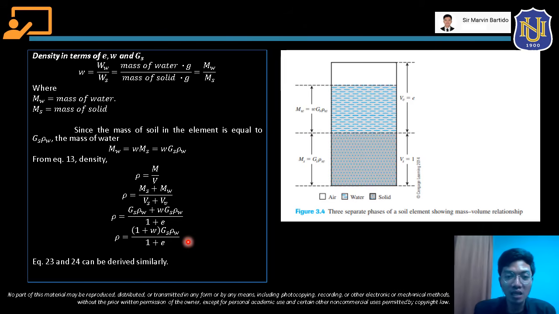So mapapansin mo talaga, class, na napalitan lang dito ito. Di ba, kung sa unit weight kasi yan, gamma ito, dito rin gamma ito, pero kapag naging density na yan, papalitan mo lang din dito na gagawin mo siyang density. So plus, pwede mo ring ma-derive similarly yung equation 23, yun yung para sa dry density. Tapos yung 24, yung sa saturated density. So kumbaga, mapoprove mo na tama rin talaga yung na-derive natin sa 23 at 24. Okay.